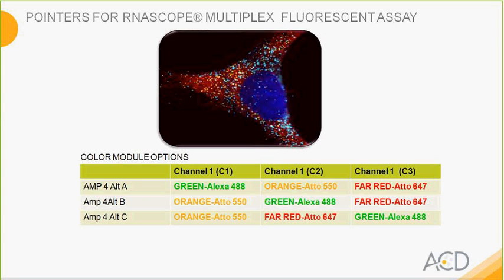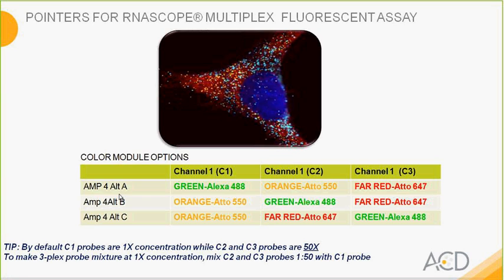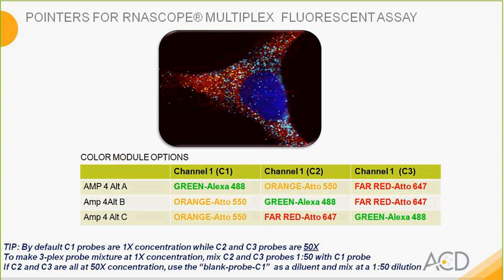In the multiplex assay, we have the following color modules. This will allow you to visualize green or red and far red signal using different combinations. It is important to note that these color combinations are not to be mixed, and you can choose the one that's useful for your applications.